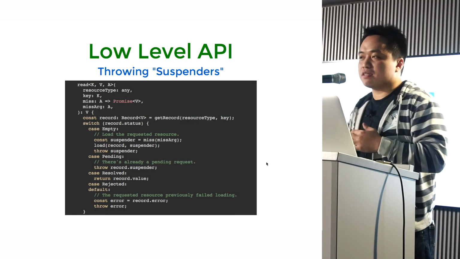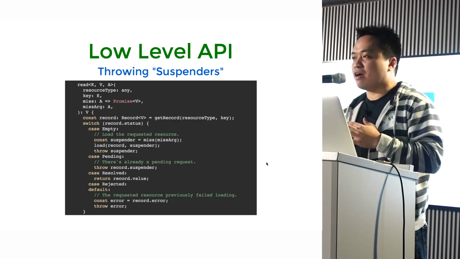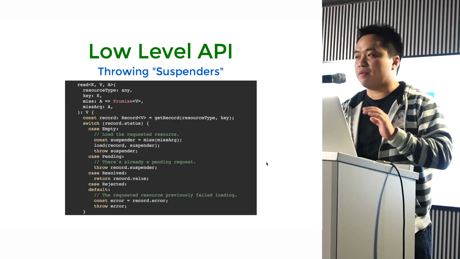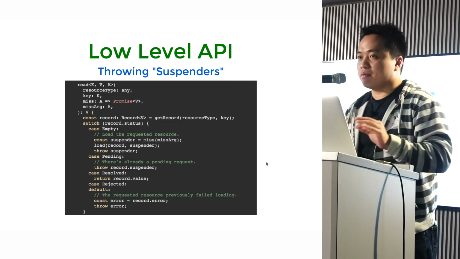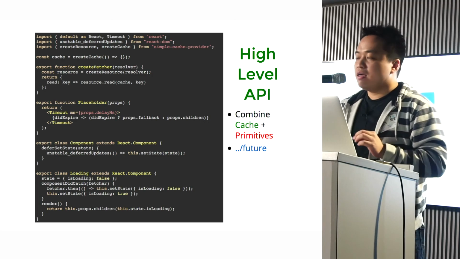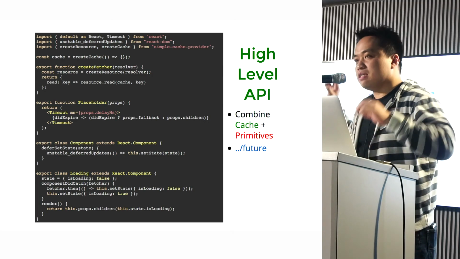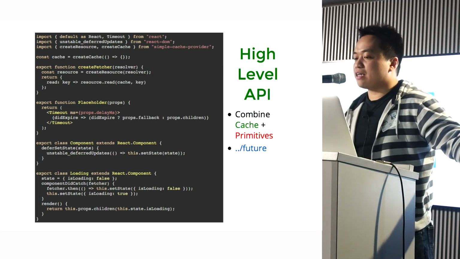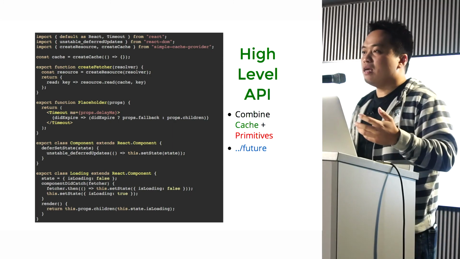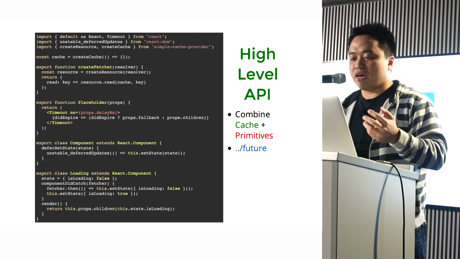I have a whole bunch of links. My slides are full of links. They're all homework for you guys if you want to go through it. I'm not going to cover it here, but those are the breadcrumbs that you can pick up on if you're interested. You take the low-level API, which gives you the cache. You take the primitives that you get from React and combine them together to write the high-level API, and that is what Dan Abramov presented at JSConf and React Fest.